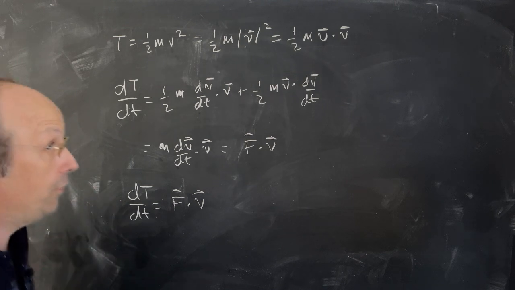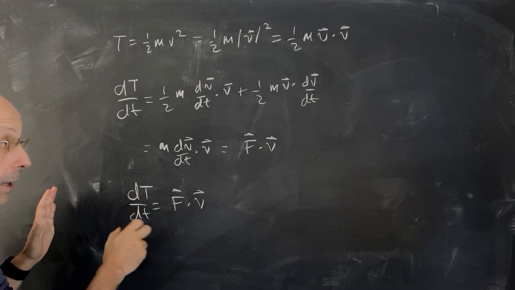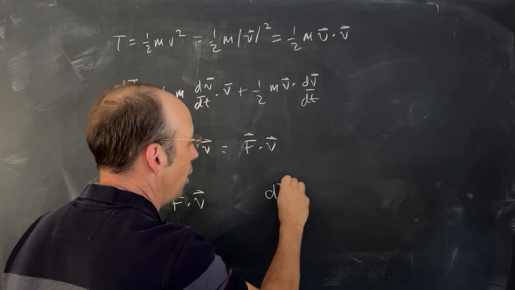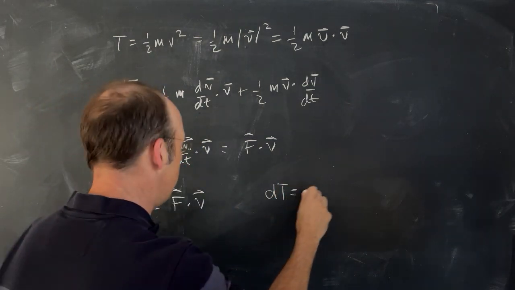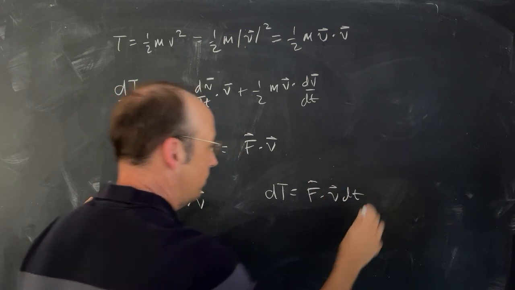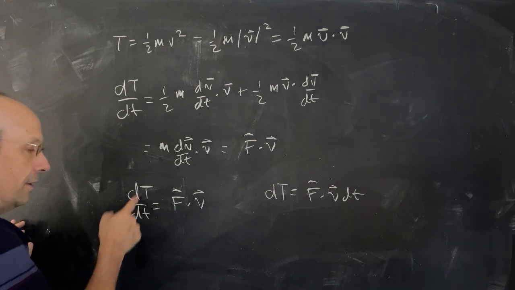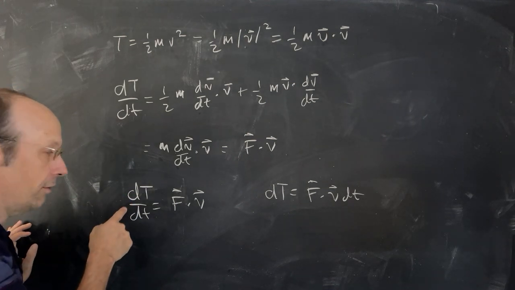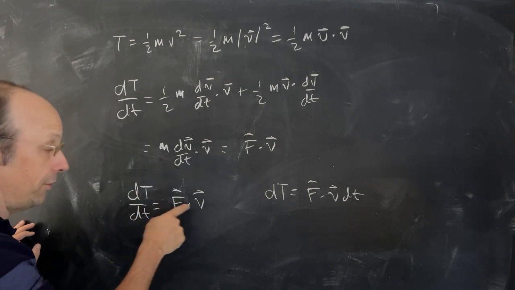Now, as we've done many times before, I can separate this. I can multiply both sides by dt, so dKE is F dot v dt. You could consider this power, just letting you know, because the rate of change of energy with time is power, and power is F dot v.